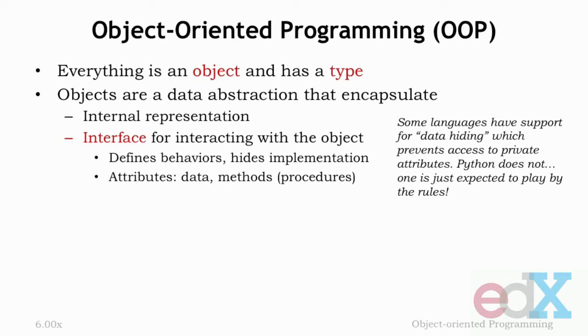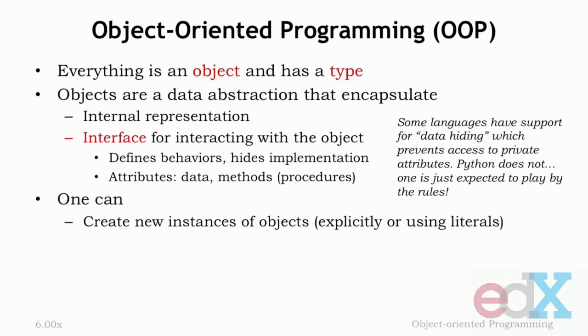So when you read a particular type of object, you will get a list of things that you're allowed to do, attributes you're allowed to use, and so you're just expected to play by the rules, even if you know something more about other attributes that might be available. Of course, one can create new instances of objects, either explicitly, and we'll show you how to do that in a minute, or often using literals.